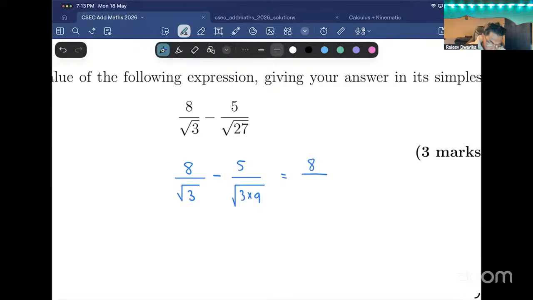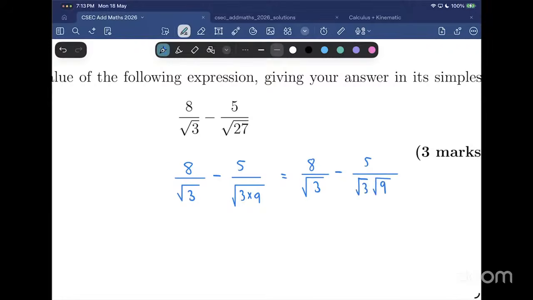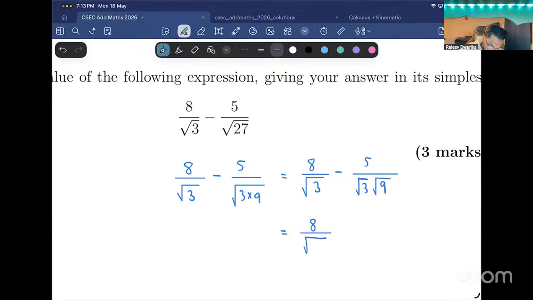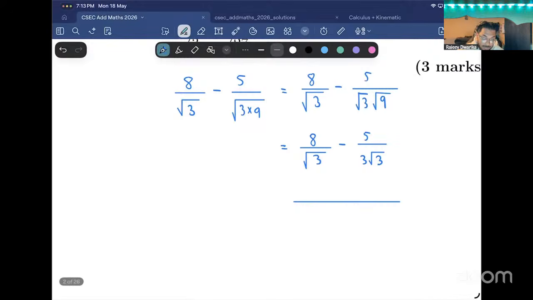Now, if I write the square root of 3 by 9, then I could break that up into the square root of 3 by the square root of 9. What is the square root of 9? 3. Right, so that's going to be 8 over root 3 minus 5 all over, and root 9 is just 3, so that'll be 3 root 3. From here, we could find the LCM easily. What would the LCM be? The LCM would be 3 root 3.